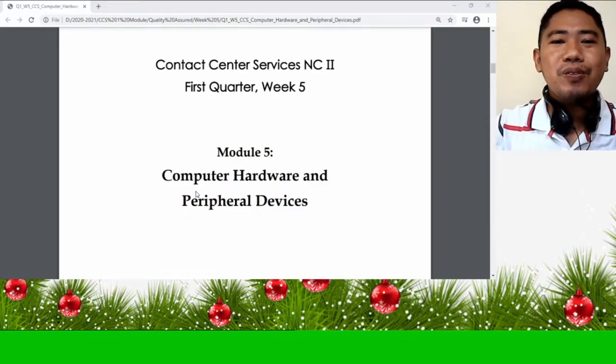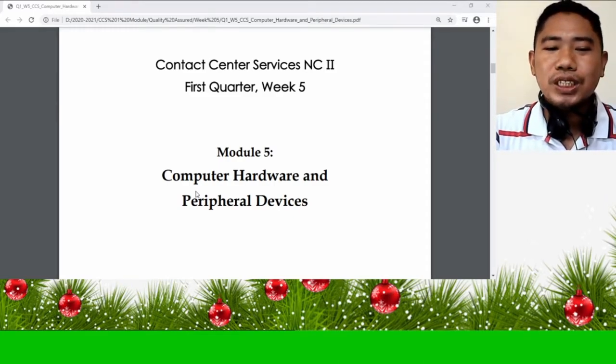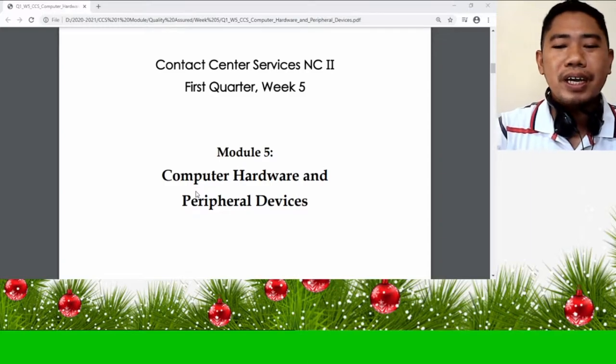So this morning, we are going to discuss Module 5, which is your computer hardware.